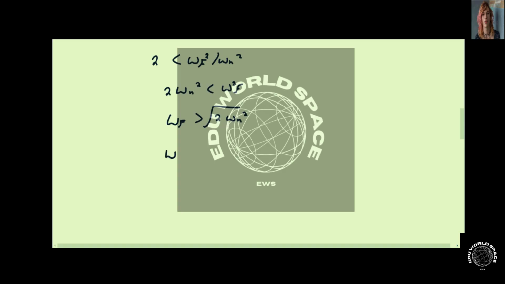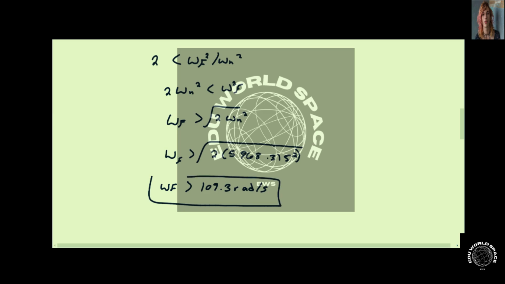And here it equals 2 times 5968.31 seconds to the negative squared. And here we get 109.3 radians per second. So this is going to be greater than that, okay?